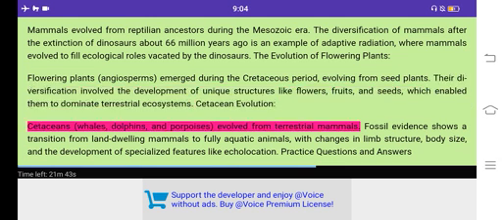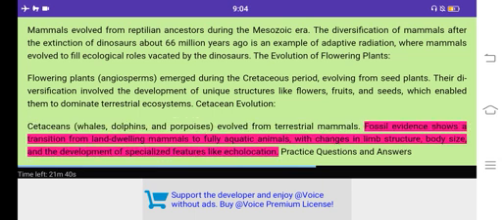Cetacean evolution. Cetaceans, whales, dolphins, and porpoises evolved from terrestrial mammals. Fossil evidence shows the transition from land-dwelling mammals to fully aquatic animals, with changes in limb structure, body size, and the development of specialized features like echolocation.